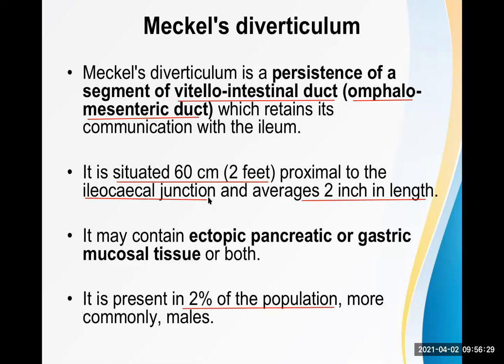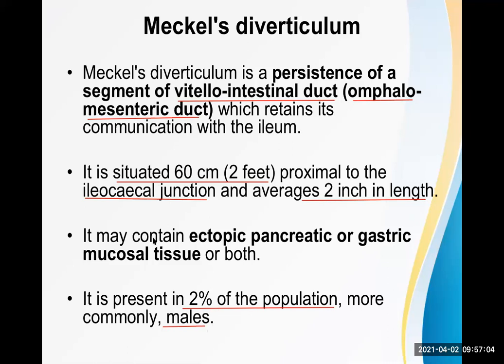2 feet proximal to the ileocecal junction, 2 feet means 60 centimeters. It averages 2 inches in length, not very long, and it is present in 2% of the population, more commonly in the male. So we don't know who those people are because most of them are asymptomatic. That person can be you, that person can be me. So when we develop symptoms, go to the hospital, and investigation is done, then we find out, oh yes, this is a case of Meckel's diverticulum. That is the way.